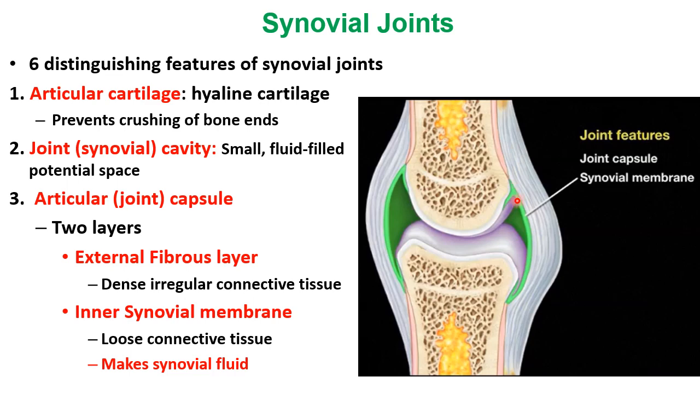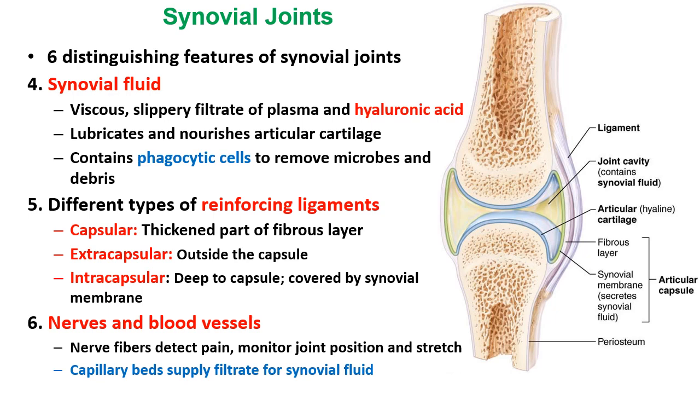Now, when you look at the internal layer, that is called your synovial membrane. So that's your inner layer. This is loose connective tissue. Okay, and you have live cells here that are going to secrete the synovial fluid. So this is your loose connective tissue in the inner layer of this capsule.